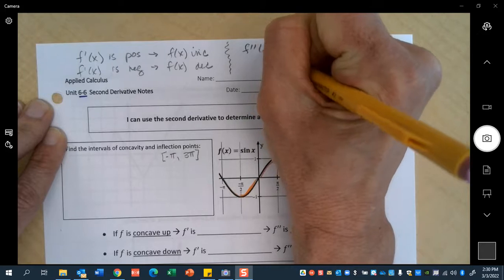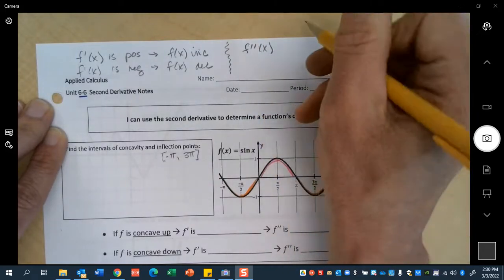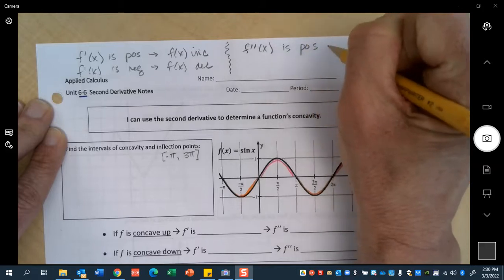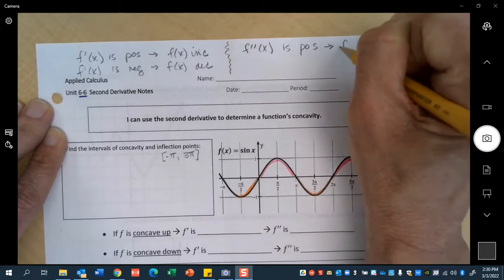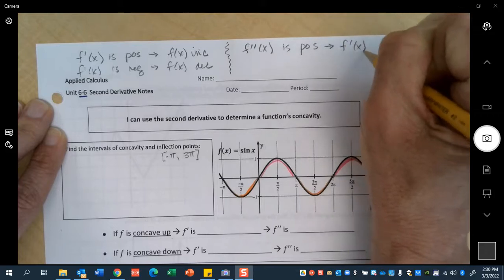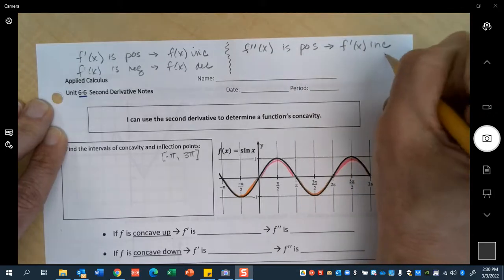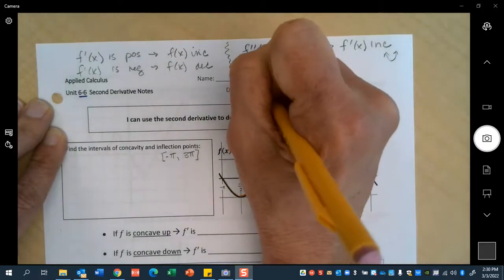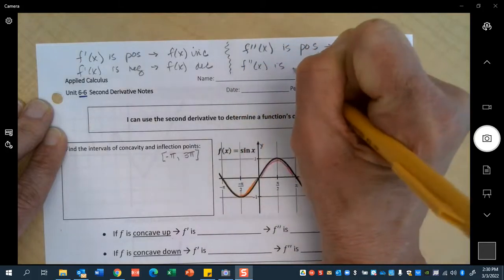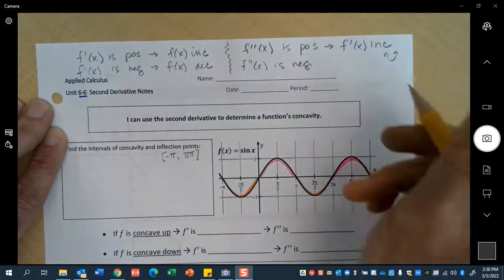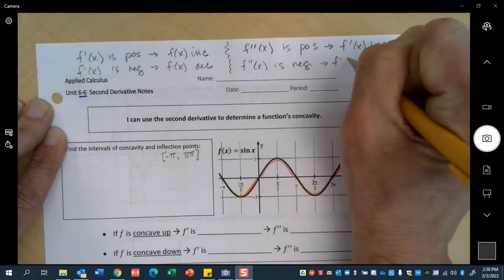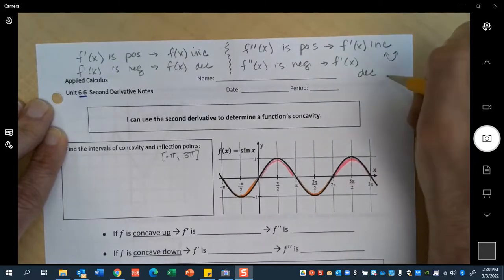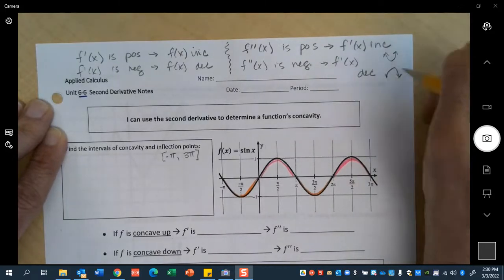If I take the second derivative of the function, and that second derivative has a positive value, what that means is my derivative function is increasing. And that's what gives me my positive concavity. If my second derivative function has a negative value, then that means that my first derivative is decreasing, and that is when I'm down like a frown.